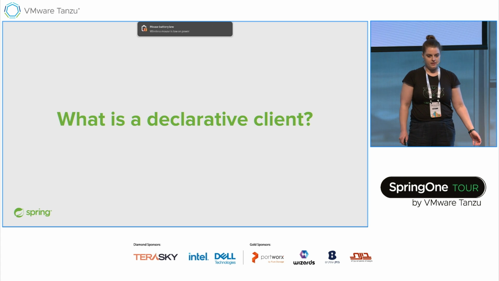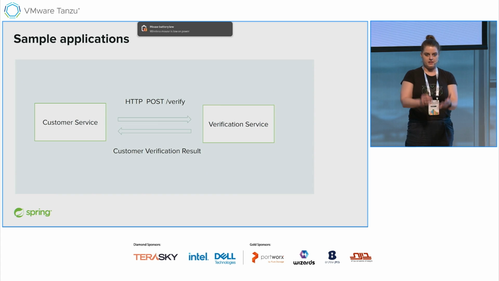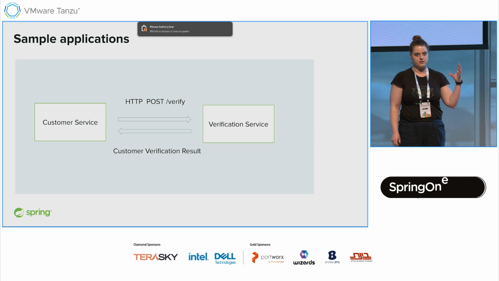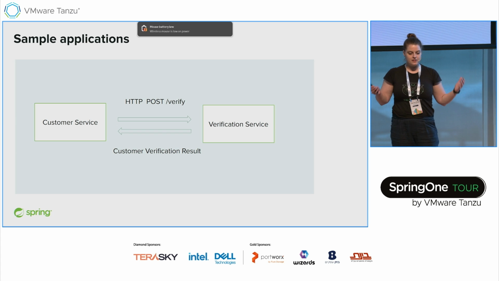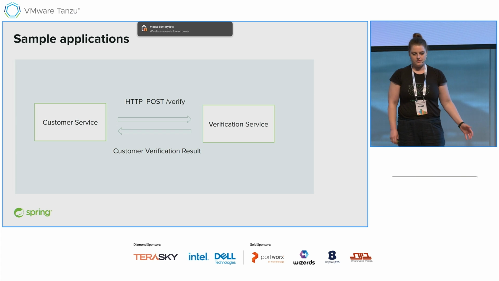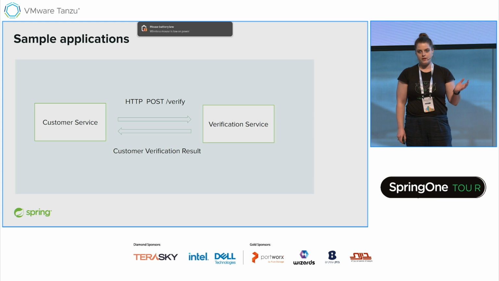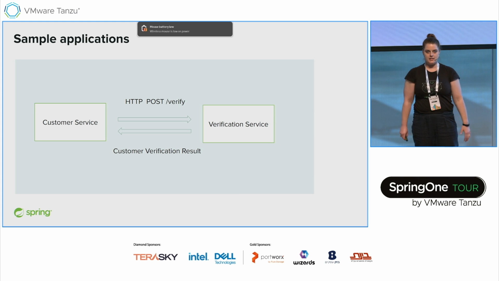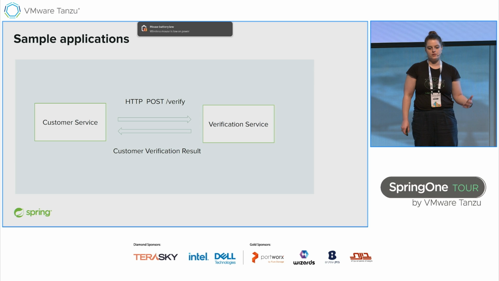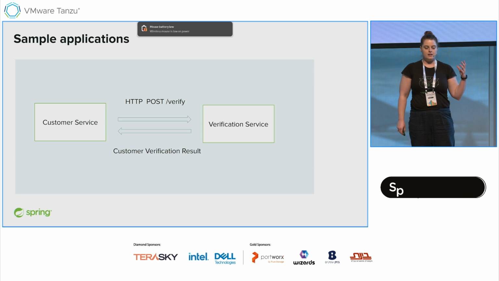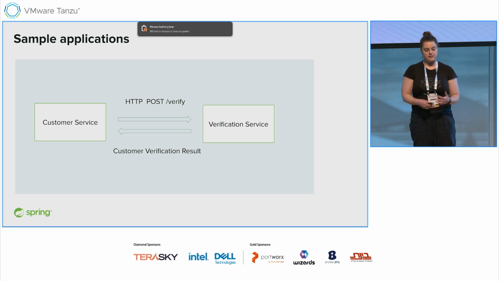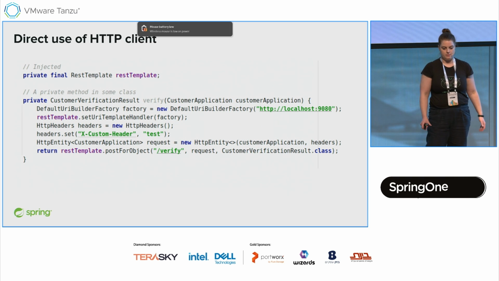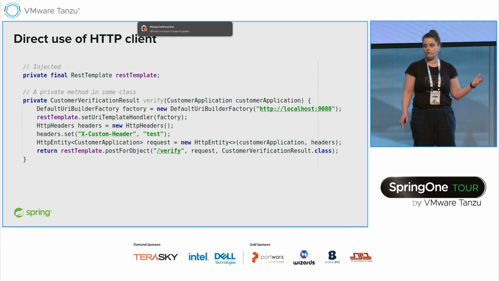So what is a declarative client? Let's imagine a scenario where we have two applications. We have a certain customer service where our customers can register, but we do not entirely trust them. We think a small part of them can be frauds, so we need to verify if they're legit, and we are dividing our responsibilities, so we create a different microservice, the verification service, to check it. And we will be running HTTP posts at the verify endpoint, and we will be expecting to get a customer verification result.